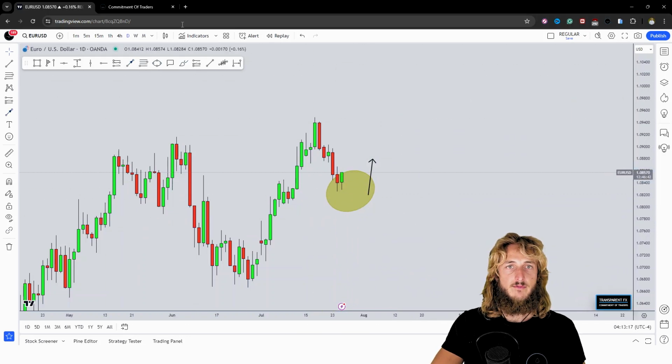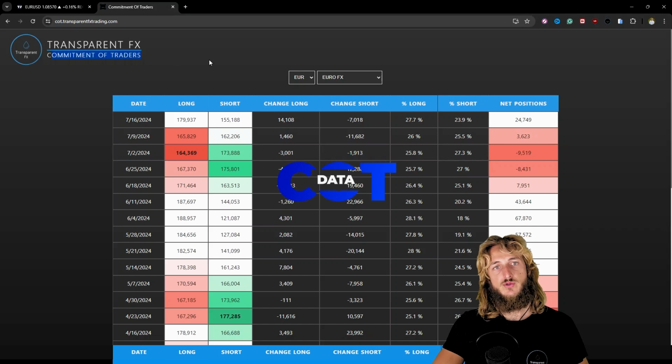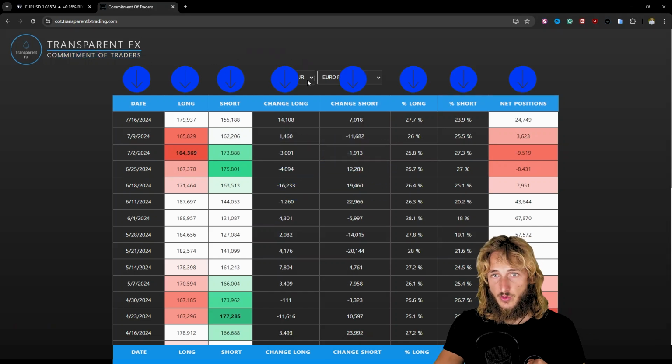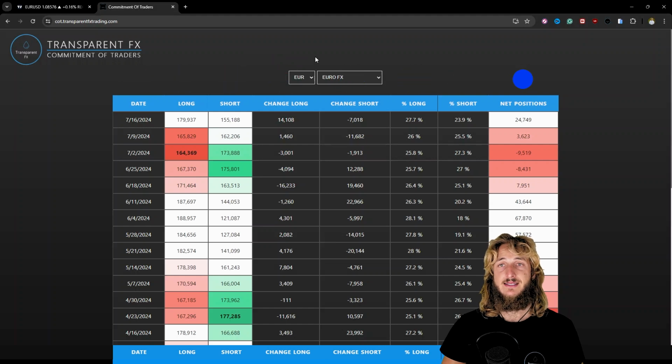Let's go and see what we have when it comes to the commitment of traders, so what hedge funds and the big players in the market are doing precisely on the euro. Now, the first thing to keep in mind is that if we're looking at the data for the euro, we're actually already looking at EURUSD because all currencies on the spot are traded against the USD.